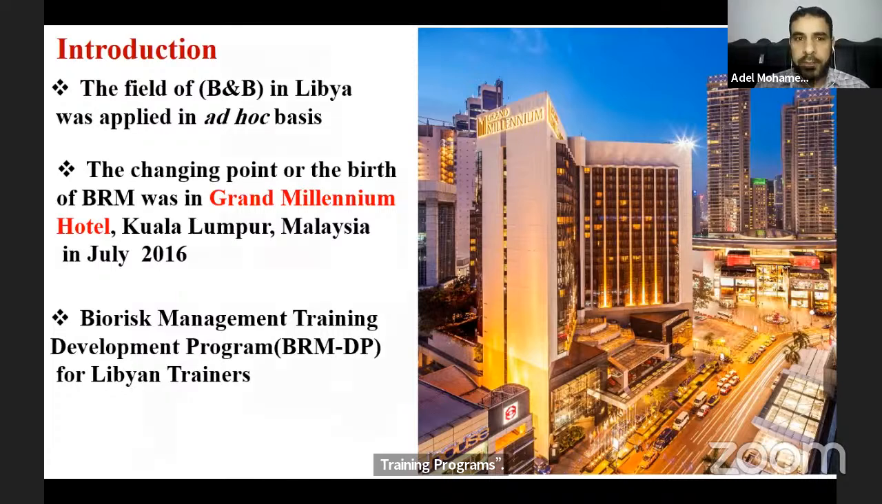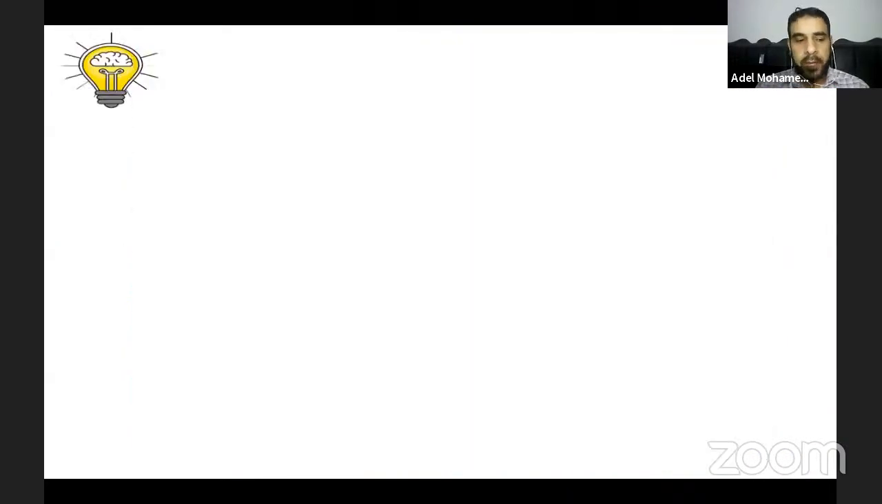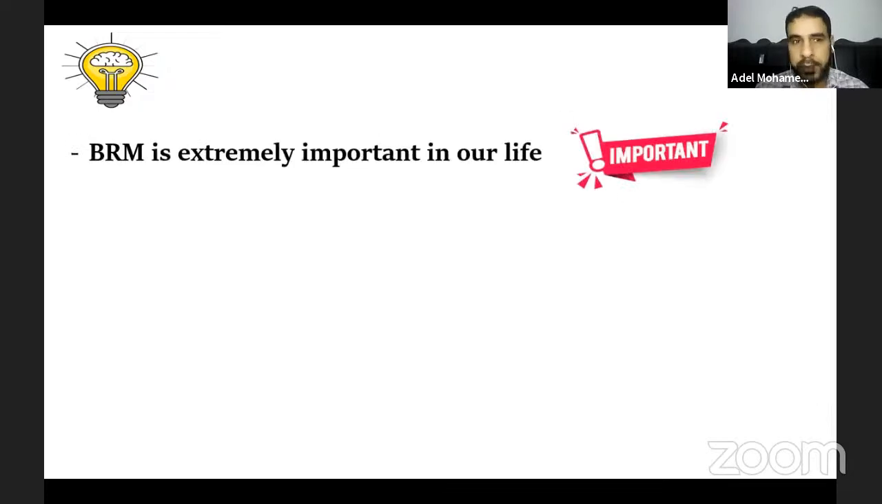This is my group, this is my trainer, and this is me. After coming back from Malaysia, we discovered how big the gap is in our institutions in terms of biosafety and biosecurity, and how high the mountain we need to climb. Even for myself talking, we could apply the basics of biorisk management, even while I'm crossing the road. I need to calculate what is the risk and what is the mitigation plan.